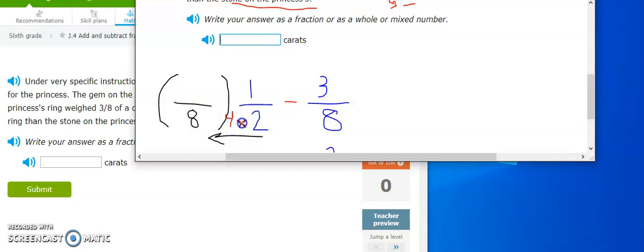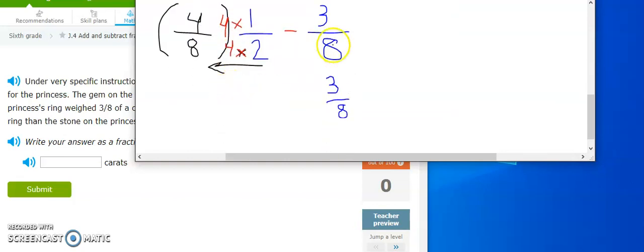So I know whatever I do to the bottom, I'm going to do the same thing to the top. So if I did 2 times 4 to get 8, I need to do the same thing with the top number. So 1 times 4 is going to give me my new top number, which is going to be 4, because 1 times 4 is just 4. So now I can take this 4/8 and subtract it with my original number. I just changed that 1/2 to 4 over 8, still subtracting, and the 3/8 is the same. So now they both have the same number on the bottom.